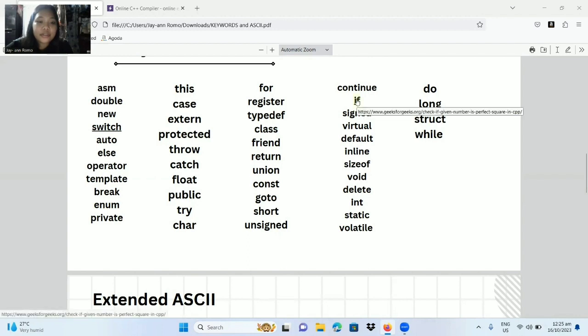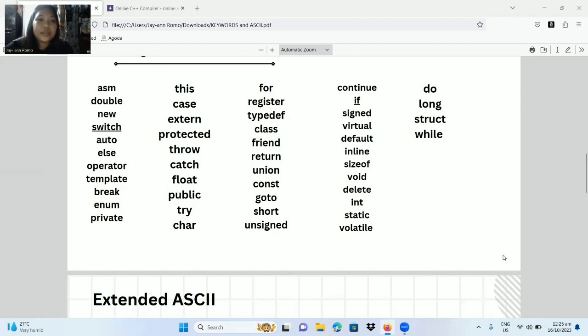Next is if. This keyword is used to check a condition. If the condition becomes true, it executes the statement following if. And last is int. Int is a fundamental data type used to define integer objects.